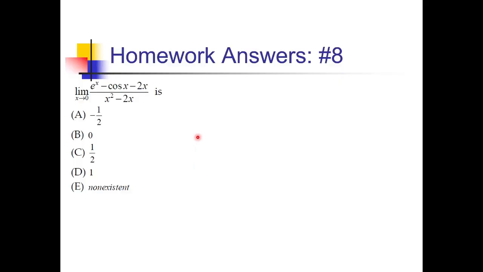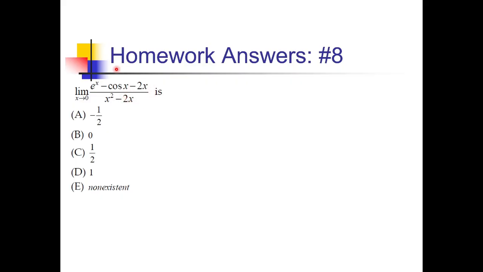For this problem, we're trying to take the limit as x approaches 0 of this crazy fraction here. We've got some exponentials, some trig, some polynomial, a little bit of everything in there. So just plugging in 0, I notice very quickly that I'm going to get 0 in the denominator. I'm wondering if this is one of those indeterminate forms.